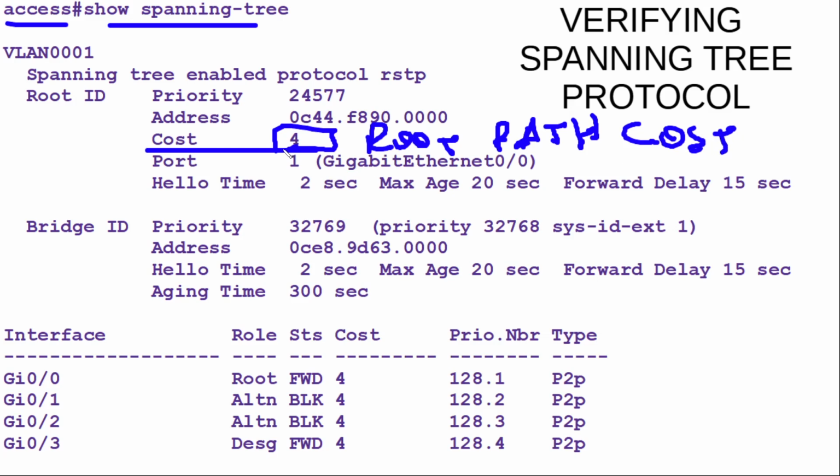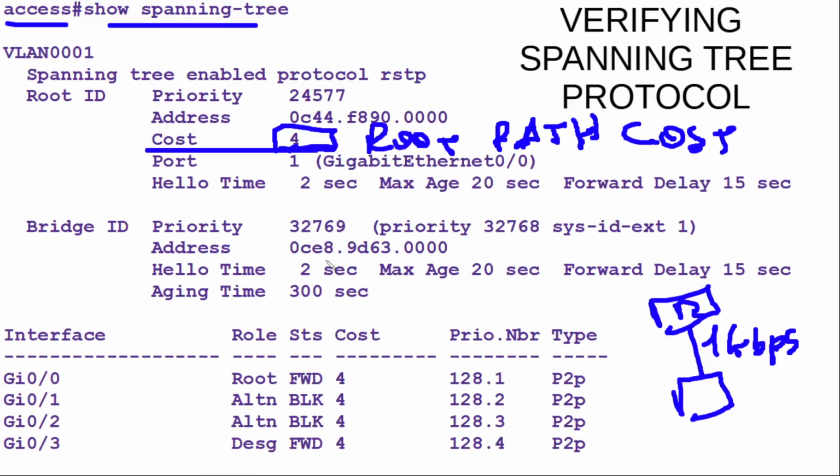In this case, when we see that it's a value of 4, we can conclude that this switch is connected to the root bridge by a 1 gigabit per second interface, because for the short mode cost, a 1 gigabit per second interface has a value of 4. So with the output of show spanning-tree, you can begin to actually draw a diagram of how your network is connected.